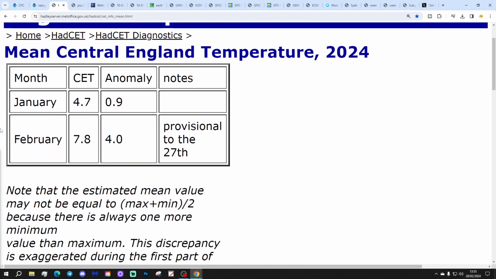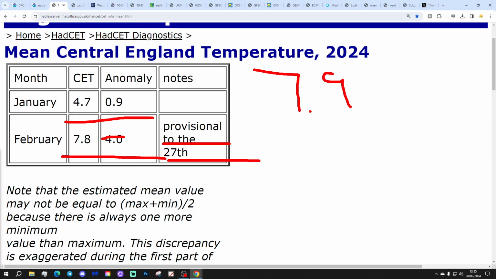Central England temperature, I think 1779 is safe now. We've gone down to 7.8 yesterday, the 27th of February. That's 4 degrees above the 1961 to 1990 average. Remember, 7.9 is what we've got to beat.